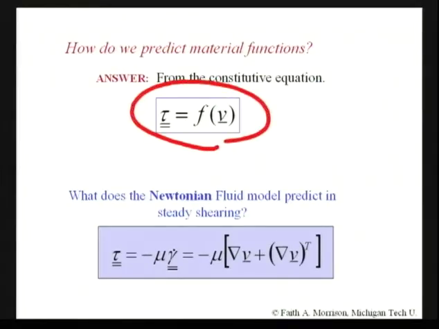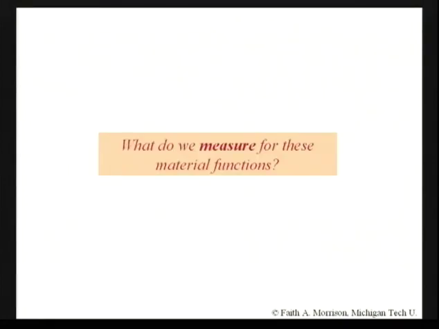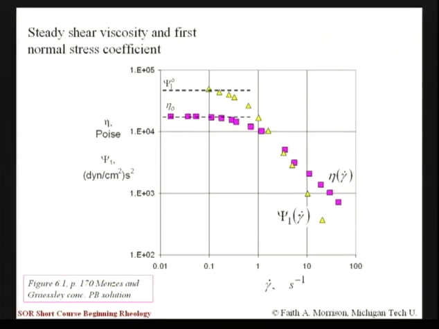So we had a constitutive equation. We took it and we put the definitions of the material function into it, and we got a prediction. What do we actually see? Do we actually see that the viscosity is a constant and that the first and second normal stress differences are 0? And the answer is no, we do not. Okay, for polybutadiene, this is some data that's reproduced from the book. There is a shear thinning viscosity, and there is a non-zero first normal stress difference that varies with shear rate.